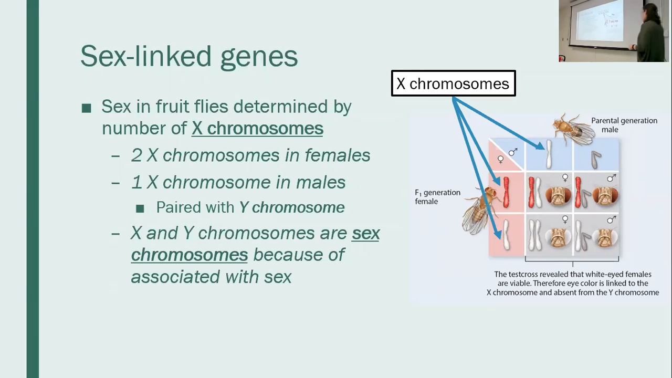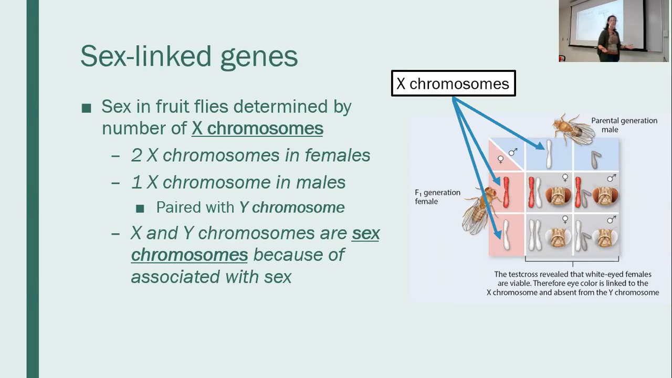So, it turns out that this is a sex-linked gene. What does that mean? Biological sex in fruit flies is determined by the number of X chromosomes, same as us. If you get 2 X chromosomes, you are biologically female. If you only get 1 X chromosome, you are biologically male, and it is generally paired with a Y chromosome. We call these X and Y chromosomes sex chromosomes.